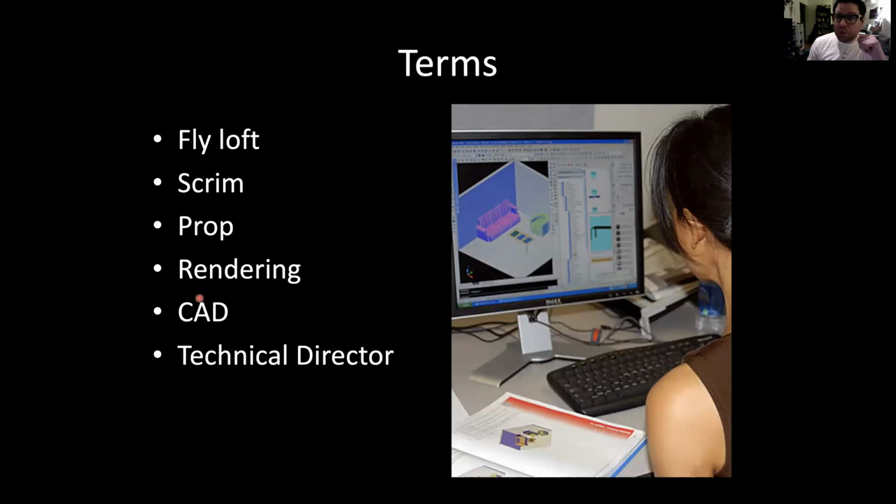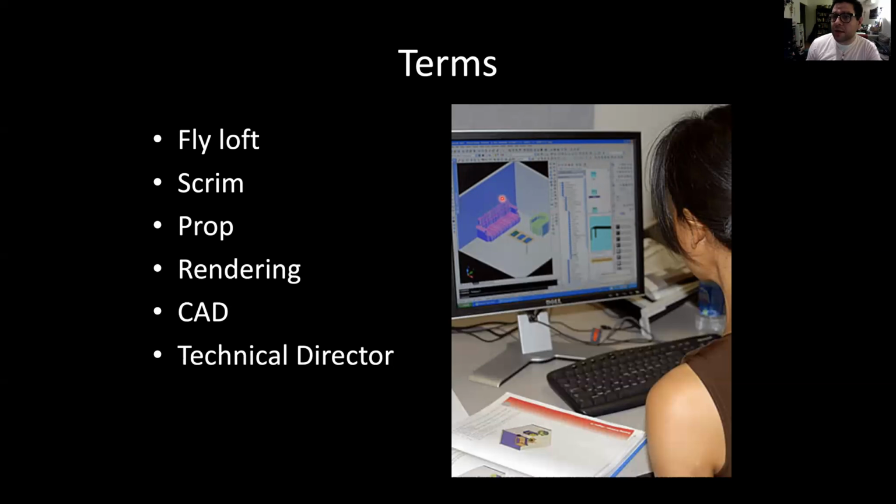CAD, computer assisted design, any of you who are mechanical engineers out there already know this term. The computer assisted design is what we're looking at right here in this picture. It's a computer program that will help us determine the dimensions of each of these scenic pieces so that we won't run out of space when we actually go to build it, when the carpenters themselves actually build it. And that's another term that you should probably know.